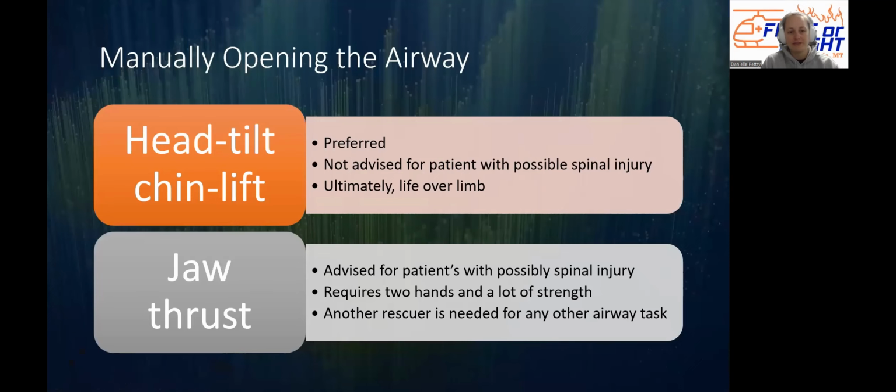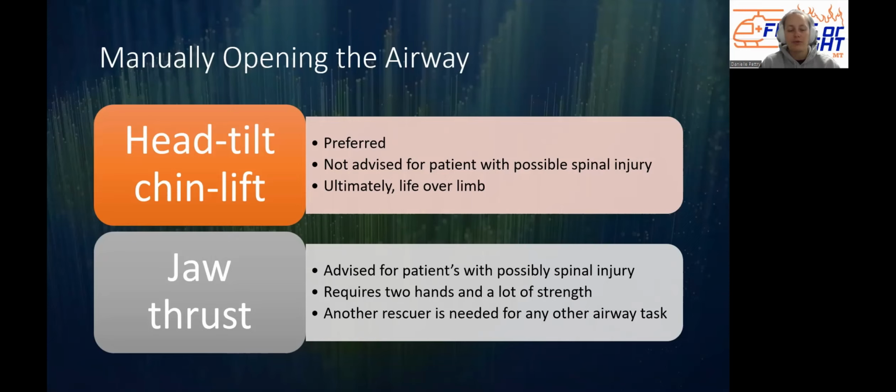So manually opening the airway. Remember, there are two ways to open the airway. We all learned this in our basic training for EMTs, or even if you've done first aid and CPR. You have two ways to open the airway. You have your head tilt chin lift and you have the jaw thrust. The head tilt chin lift is preferred. It's going to be the most effective way to open the airway.